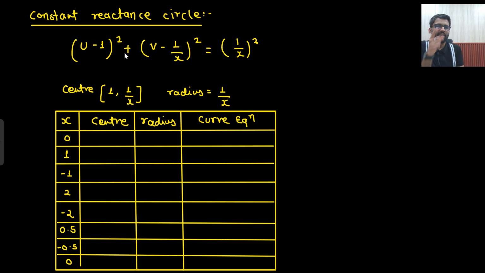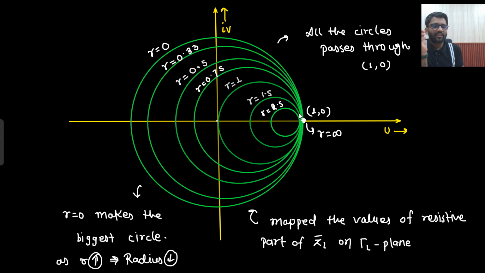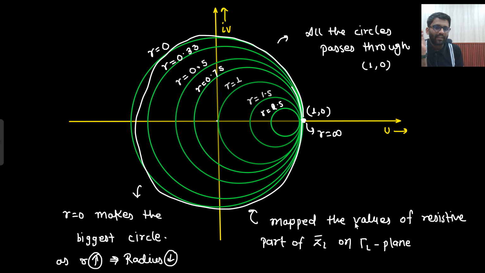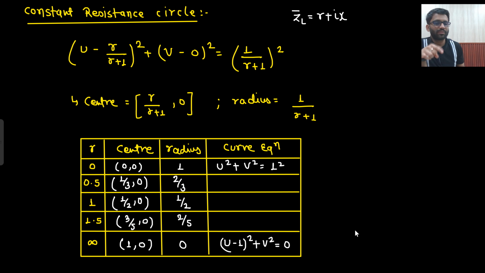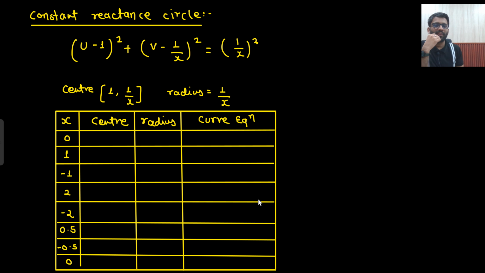Now let's do the same thing for the constant reactance circle. And why are they known as constant resistance circles? Because on this particular circle, on this complete circle, the value of resistance is 0. On this complete circle, the value of resistance is 0.5. On this complete circle, the value of resistance is 1.5. So that's why they are known as constant resistance circles. Now we are going to draw the constant reactance circle.